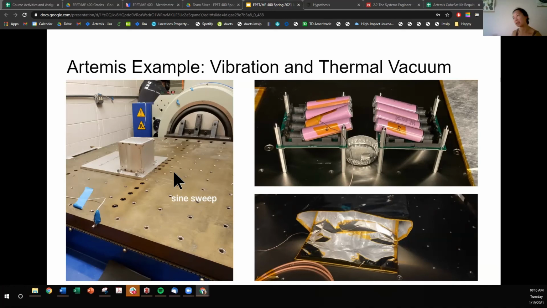And then you can test it on ground. We also have thermal vacuum chambers, where you're looking to see that the batteries survive this. What that means is it's going to experience certain thermal conditions, certain vacuum conditions, and you want to make sure that it can still store and recharge in this condition.